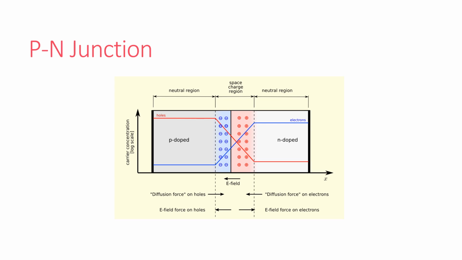Likewise, holes from the P-type region near the PN interface begin to diffuse into the N-type region, leaving behind negatively charged ions in the P region and recombining with electrons, forming positive ions in the N region. The regions near the PN interface lose their neutrality and most of their mobile carriers, forming the space charge region or depletion layer.